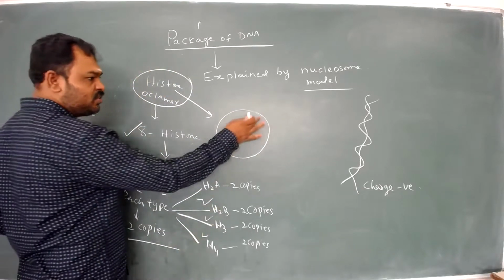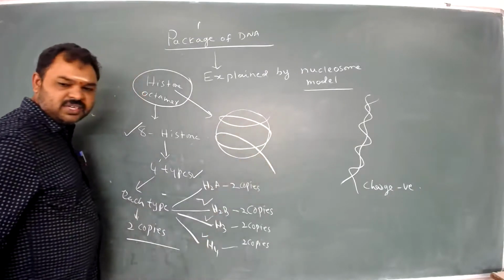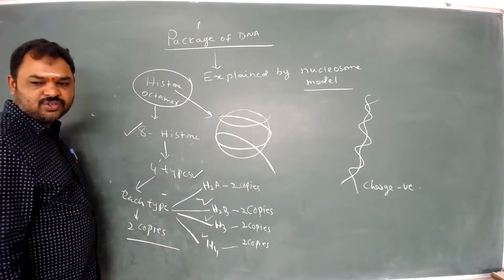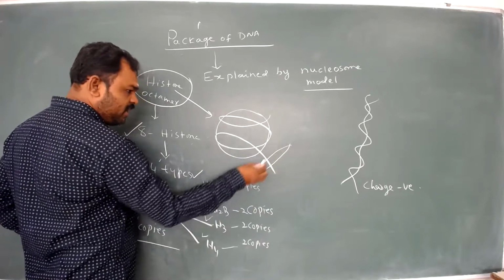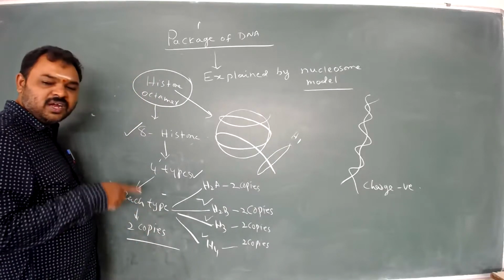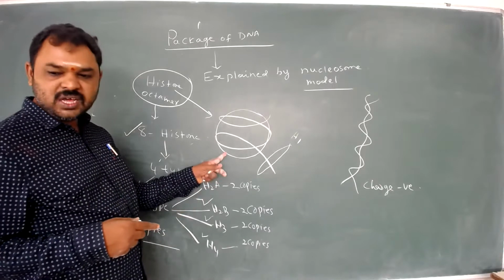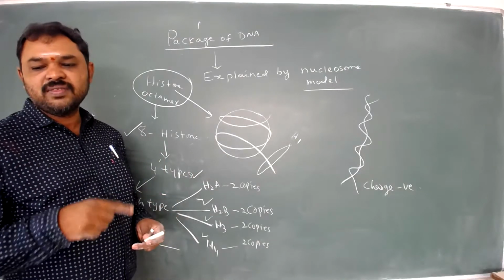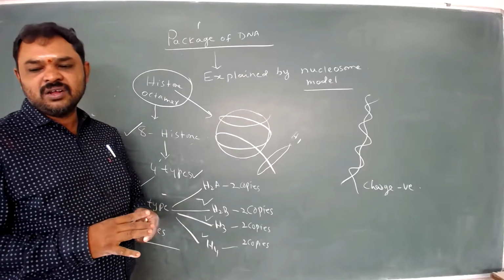Around this histone octamer, the DNA is coiling. Then what is formed? This is called the nucleosome. At the end of this nucleosome, it can be sealed by another histone, the H1 histone. The nucleosome model means the wrapping of DNA around the histone octamer, making a bead-like structure. Such a bead-like structure is called the nucleosome. Several nucleosomes occur in our chromatin.